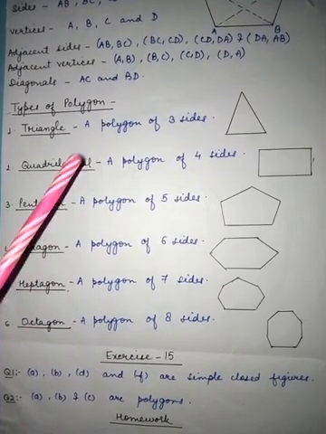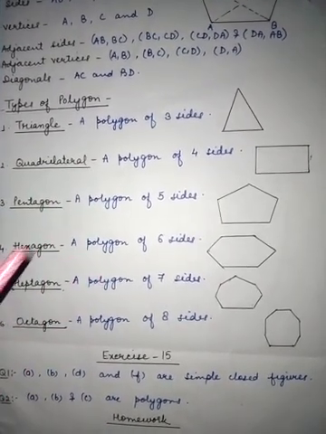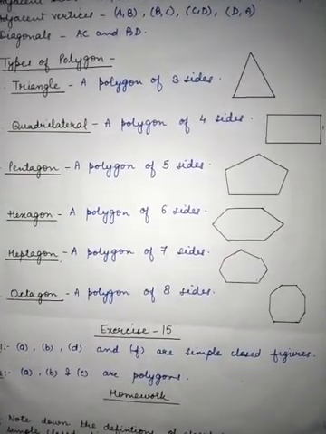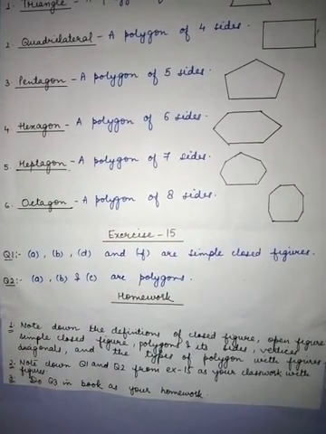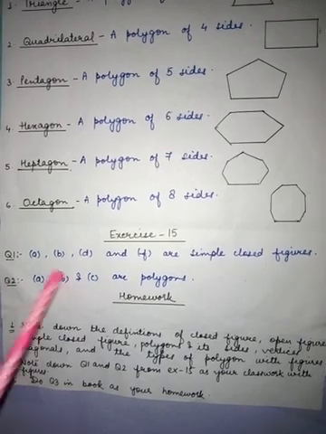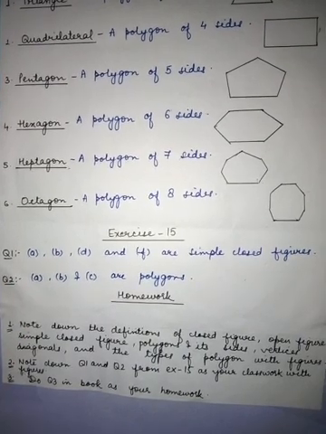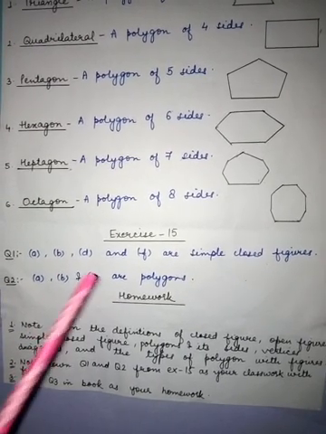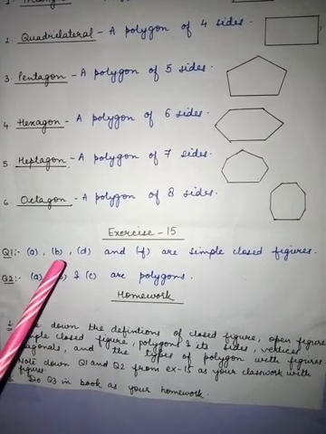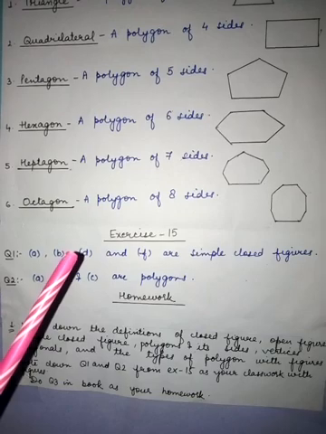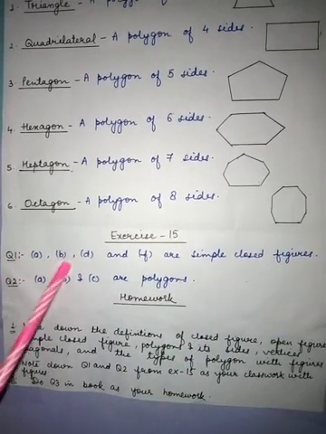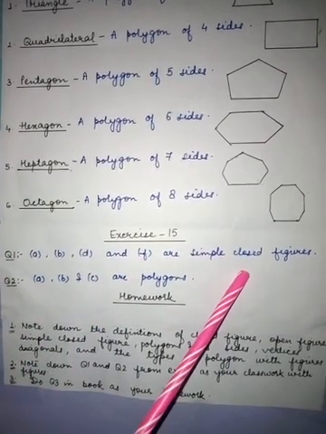It's a very simple chapter. Now exercise 15. A very short exercise is there. In exercise question number 1 you have to choose which are simple closed figures. I have already solved this question. As you can see from the book, you can easily find out which figures are simple closed figures. So A, B, D and F are simple closed figures.